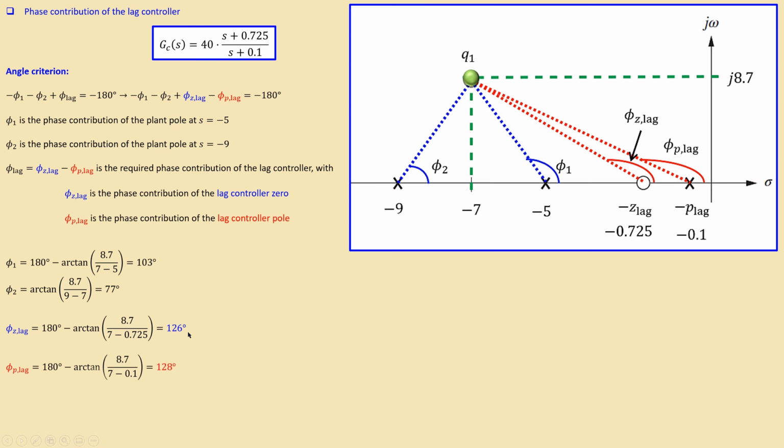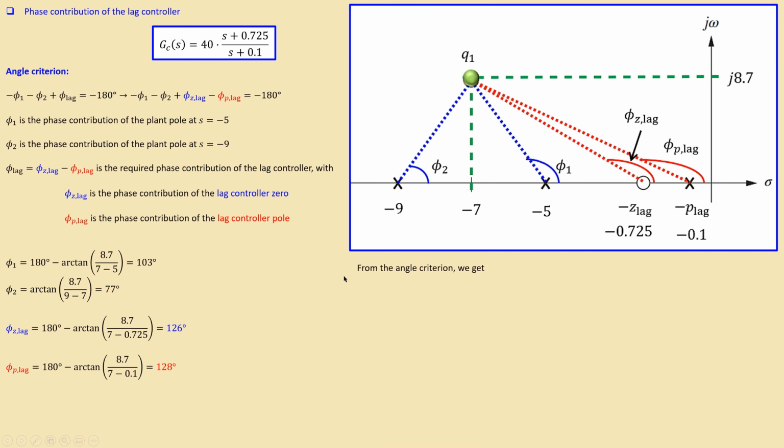Now for the pole, we have a similar form, which is again the half circle, 180 degrees, minus this small angle here, which is then the arctangent of this height divided by this distance, written out here in more detail, and it is 128 degrees. So what you see is that the phase of the lag pole and the phase of the zero, as mentioned earlier, are very close to each other, so the phase contribution of the lag in total is just -2 degrees. So this is very small.